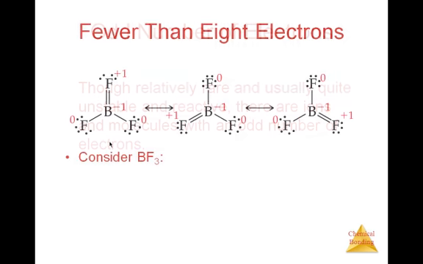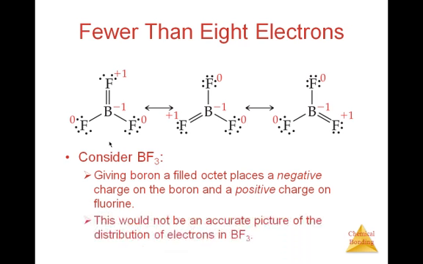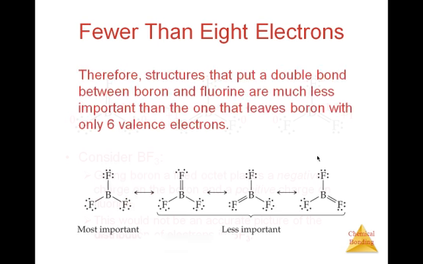But there are ions and molecules with an odd number of electrons. Let's take, for example, this one, BF3. Giving boron a filled octet places a negative charge on the boron and a positive charge on the fluorine. This would not be an accurate picture of the distribution of electrons in boron because, of course, the negative charges should reside around the fluorine, not the boron.